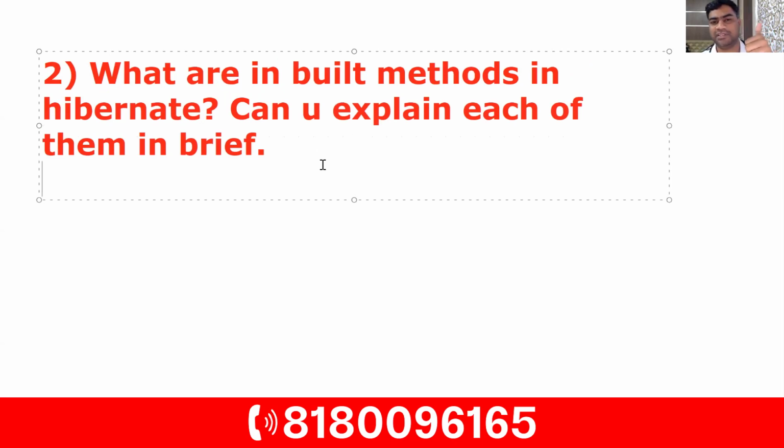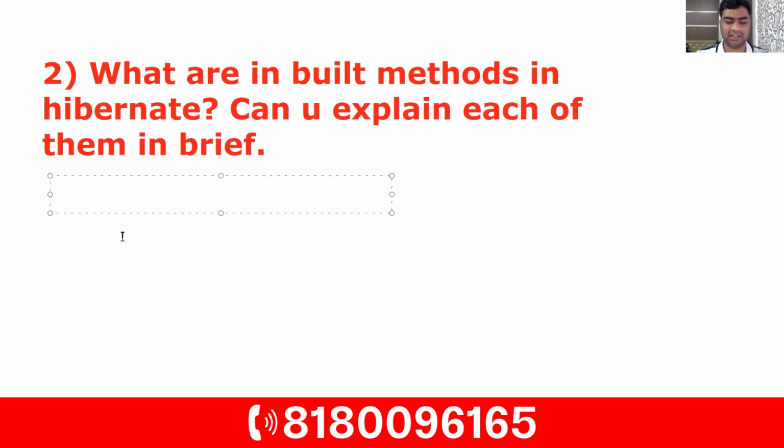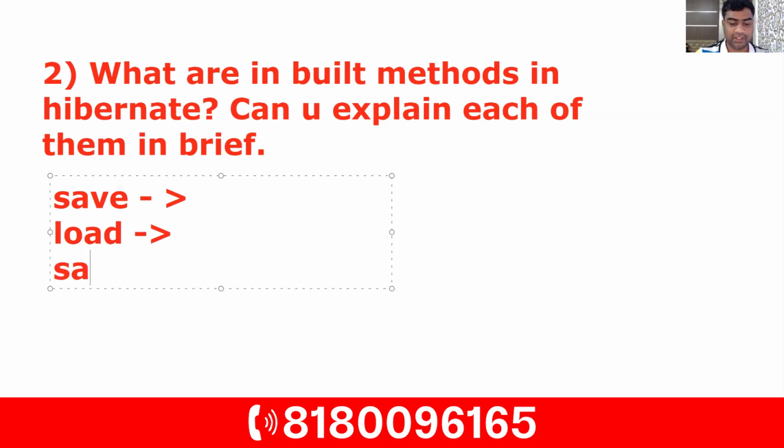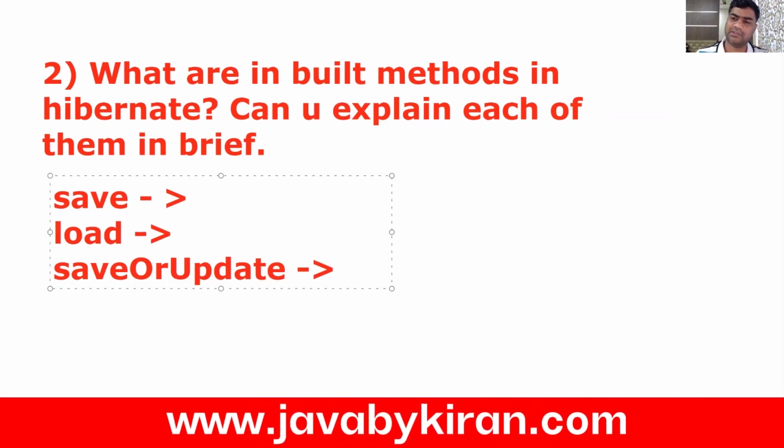If you say there are eight methods, then he will say, okay, first, second, third. In most cases, as per my experience, people forget after five. So don't say there are eight, six, or five methods. There are plenty of methods. You should say there are many methods, out of which some are: save, used for inserting data. Load, used for loading data on the basis of primary key. Then there is saveOrUpdate, which does insertion or updating of a record on the basis of primary key.